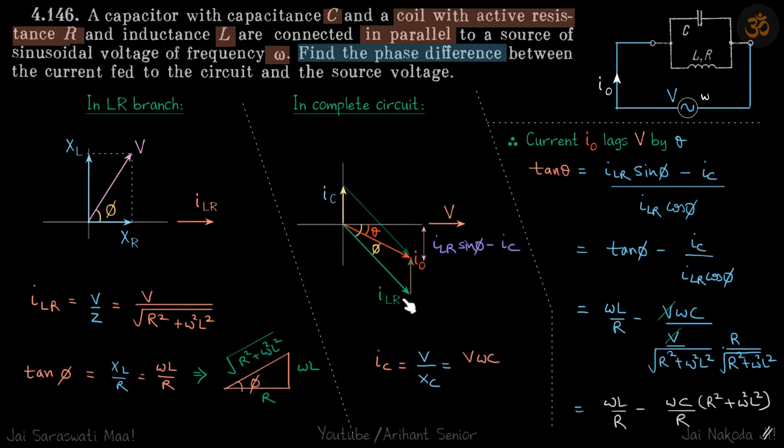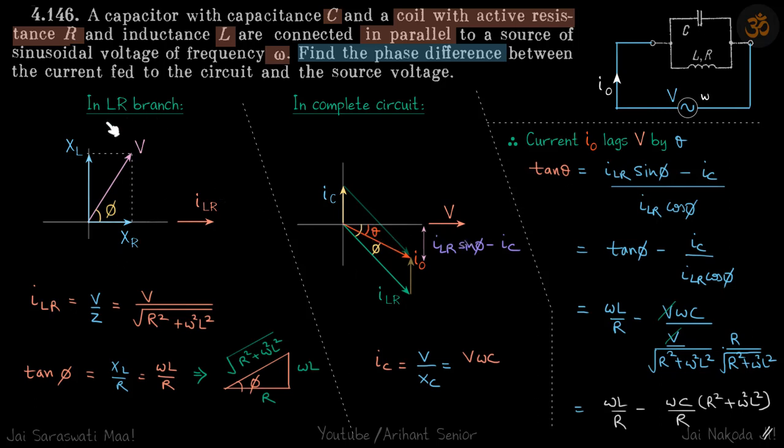If you take the vector sum of these two, you will get the final current I0, and he is asking what is this angle theta. So first we need the angle between IC and ILR. This angle is 90. We need to find what is the angle phi so that we know the total angle. So ILR is making phi with the voltage, and what is that angle phi?